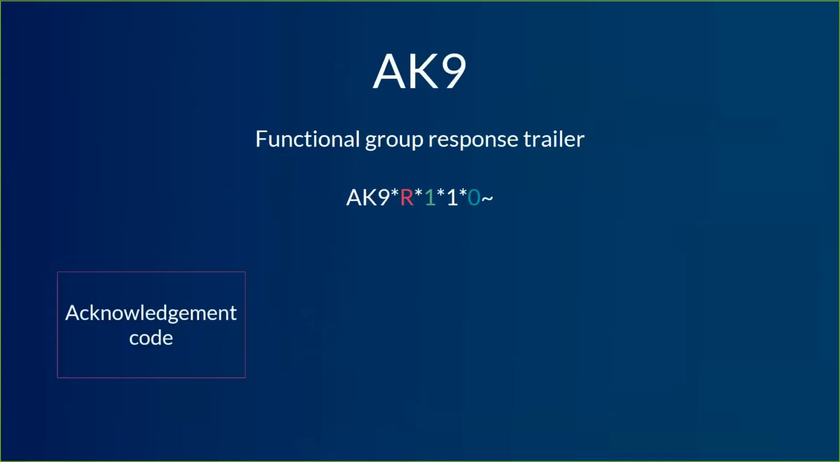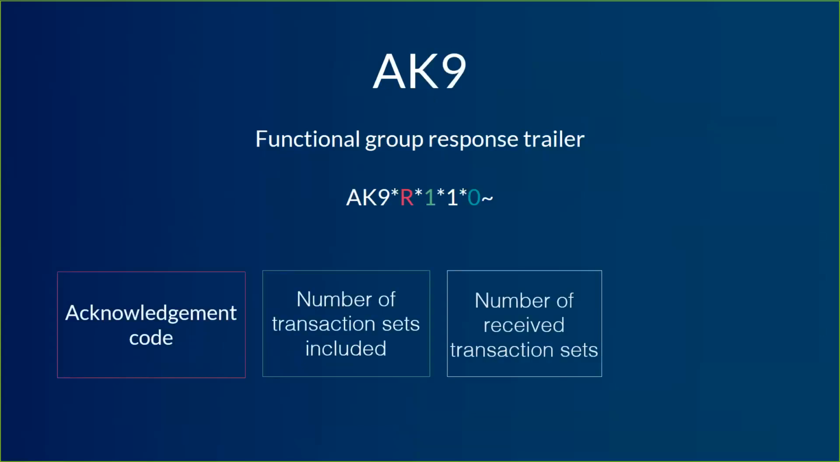Now, because we're on the functional group level, remember there can be many ST to SEs within a single GS to GE. So the rest of this segment gives us a little view of how many of these ST to SEs are involved. The AK902 position is the number of transaction sets included in this response. Third position is the number of received transaction sets. And the fourth position is the number that were accepted. So because we're at the GS to GE, we can get a little bit of an overview of how much of the original transaction is being talked about in this particular rejection.